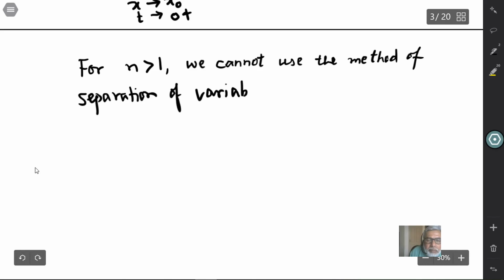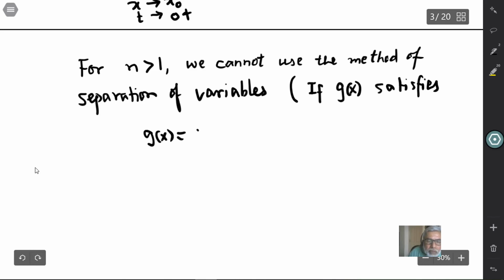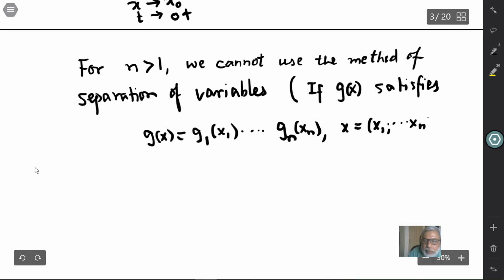There is one case, I'll just remark on that. So if the initial condition, the initial function, satisfies that g of x is equal to a product of n functions of a single variable, so here x is (x1, ..., xn), then the problem can be reduced to an initial value problem.